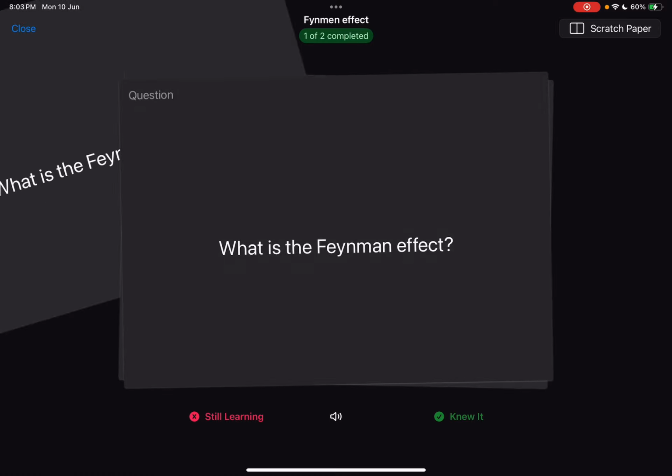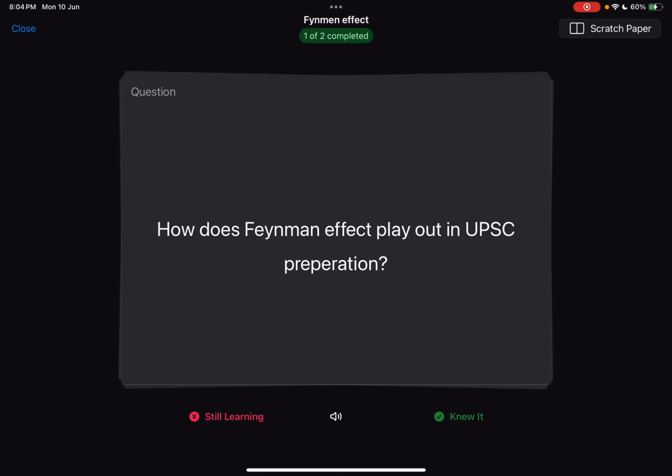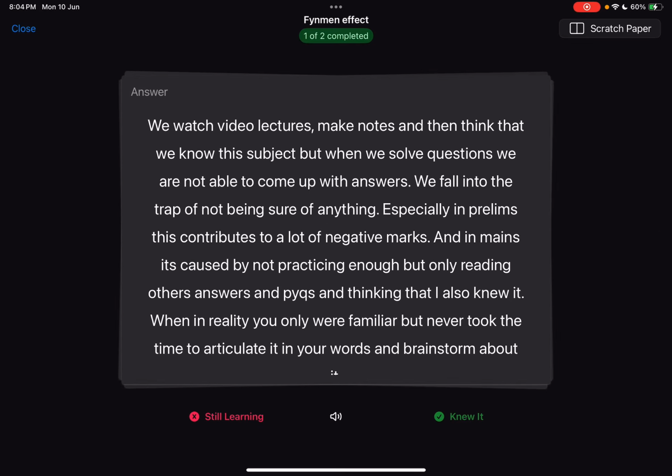I've explained it, I guess. How does this play out in UPSC preparation? We watch video lectures, as I previously also said. We make notes and then think that we know this subject, but when we solve questions, we are not able to come up with answers. In prelims, it contributes to a lot of negative marks because you don't leave questions because of this Feynman effect. You think that you know, and you end up attempting them, but they're wrong.